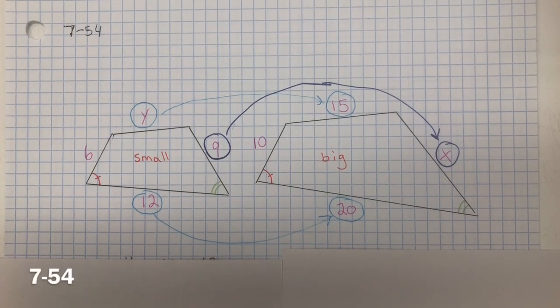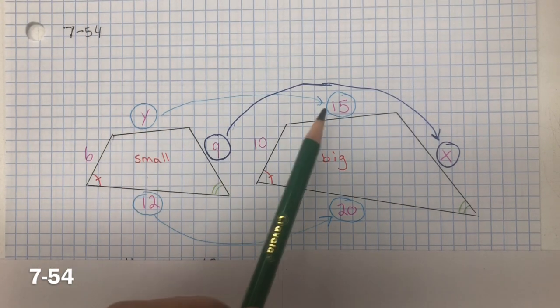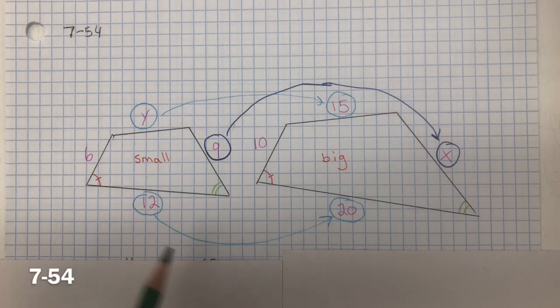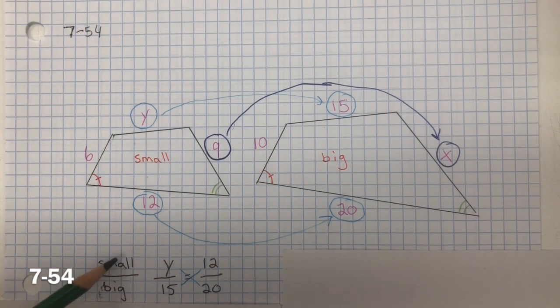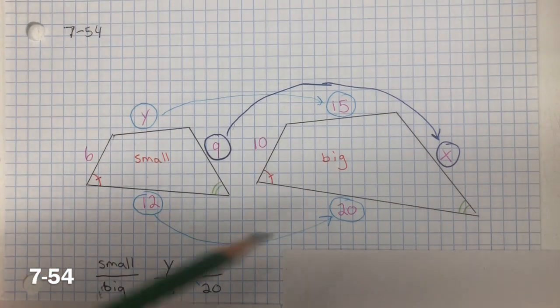In 754, you have 2 similar figures, and you have to solve for x and y. We have a small figure and a big figure. Since we know that they are similar figures, we can set them up as proportional relationships using the corresponding sides. So if we're going to solve for y, its corresponding side is 15, small to big. And I can use any 2 other corresponding sides that have given values. So I'm going to use 12, and its corresponding side is 20. So small to big, y over 15, and 12 over 20.